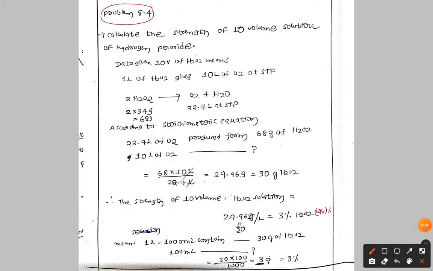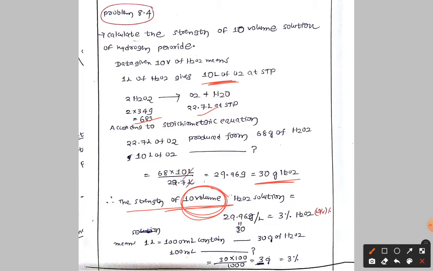If you want to produce 10 liters of oxygen, how much do we need? Here, 30 grams of hydrogen peroxide, in terms of weight. If you want 22.7 liters, how much do we need? 68 grams. Now, the strength of a solution of 10V value, what are you telling?